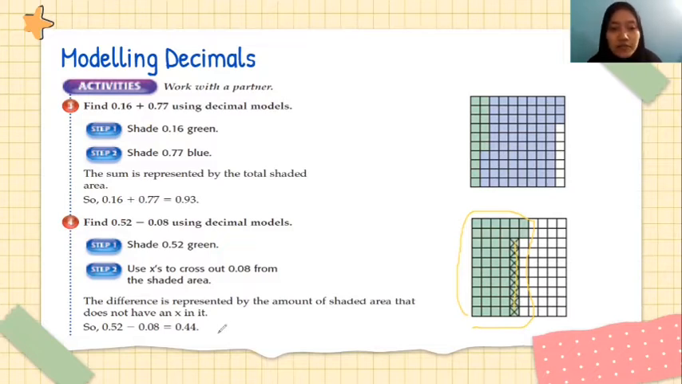So the difference is represented by the amount of shaded area that does not have an X in it. So if we count all of this, you must count this one without the X area. So you can find that 0.52 minus 0.08 is 0.44.